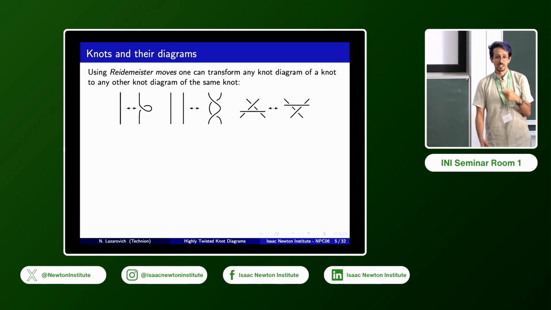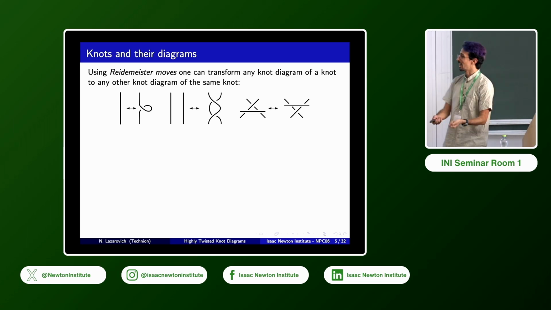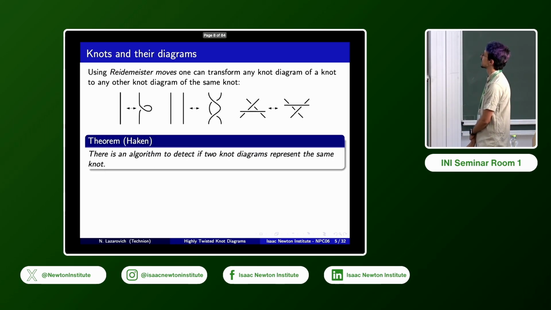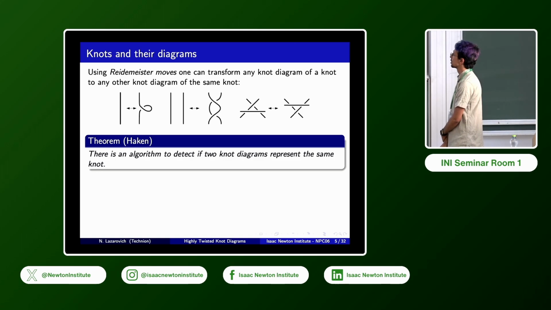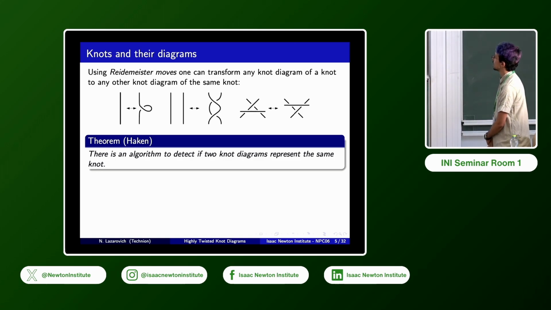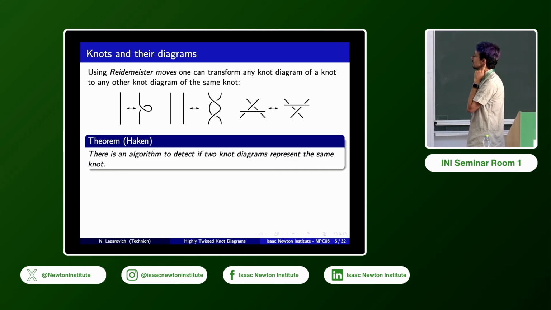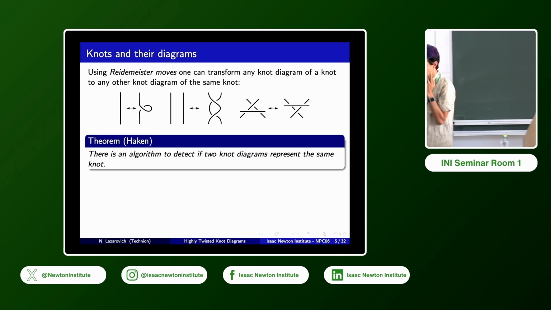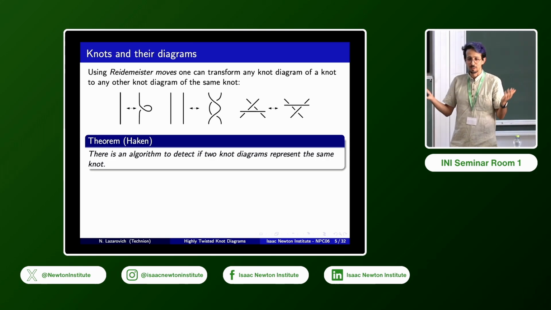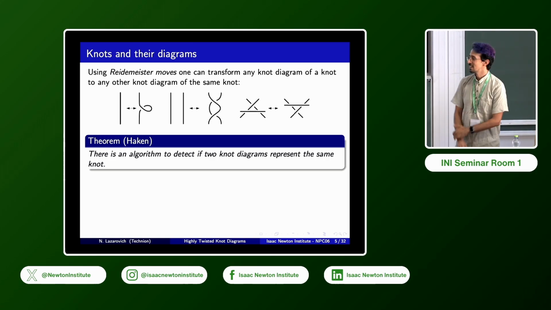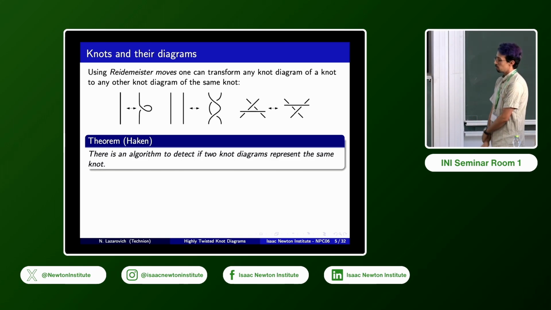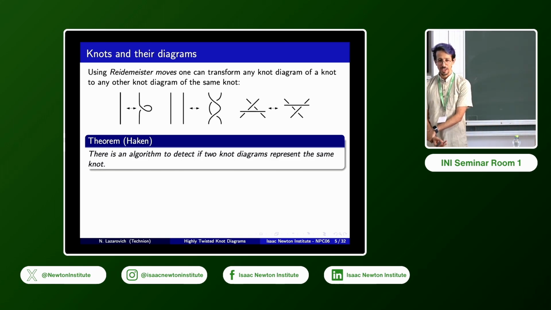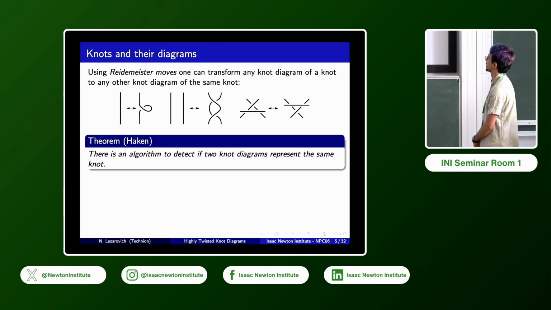This doesn't mean that we can actually describe easily what the Reidemeister moves are, but there is an algorithm to detect whether two knots are the same, just looking at their diagrams. It's all work of Haken. So maybe, in a sense, the problem is solved, right? There isn't much to do. But really what we want is to look at a diagram and be able to tell what knot this diagram represents.